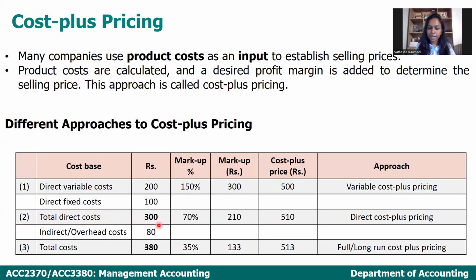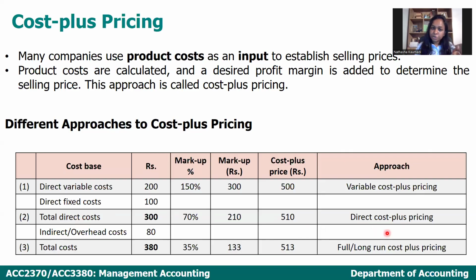Our cost is 300, that is the total direct cost, only the total direct cost. Then you can add a 70% margin markup. The markup in rupees is 210 rupees. When you add 210 to 300 rupees, you have a price of 510. What is that? Cost plus pricing. Which cost? Direct cost. So we took only the total direct cost, so you call it direct cost plus pricing.